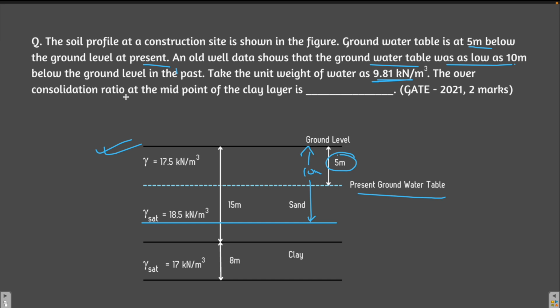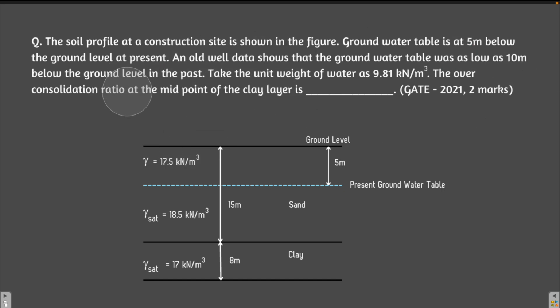The over consolidation ratio at the midpoint of the clay layer is. So we have to find the over consolidation ratio at the midpoint of this clay layer. There is a clay layer, this is the entire thing. 15-meter depth is the sand layer. Now, this is the question, and this is one of the important questions. Okay, so let's try to solve this question.